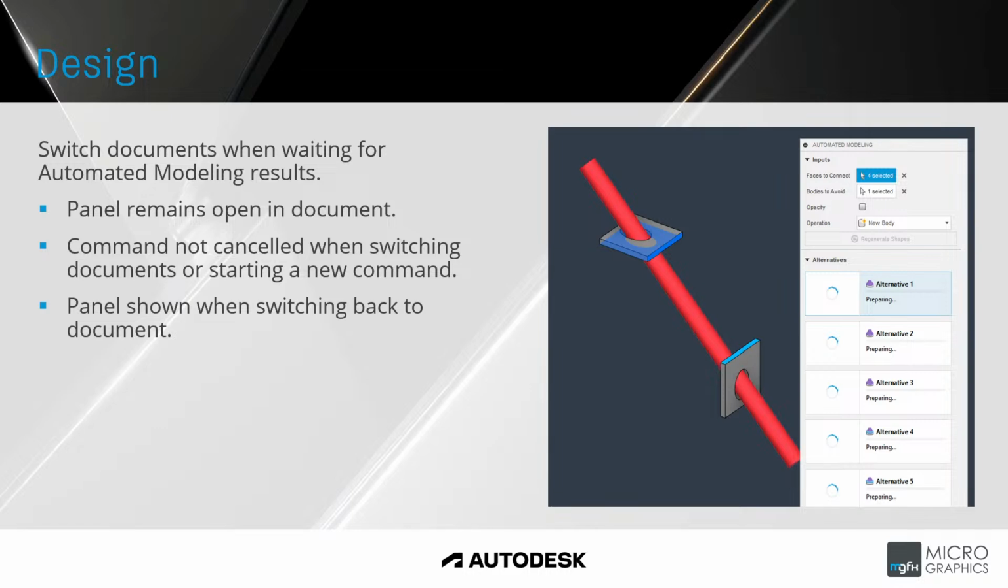So you can continue working in parallel with the automated modeling and continue working on other designs as your alternatives are being calculated out. When you come back to your document that is having the alternatives calculated, you will see that that automated modeling panel opens back up automatically, so you can then check on your alternatives.